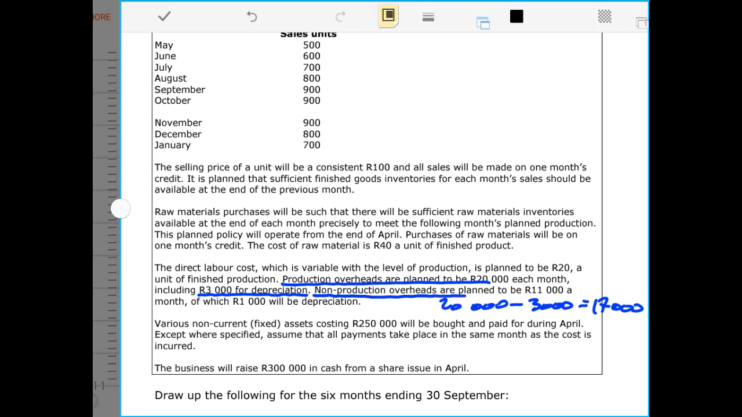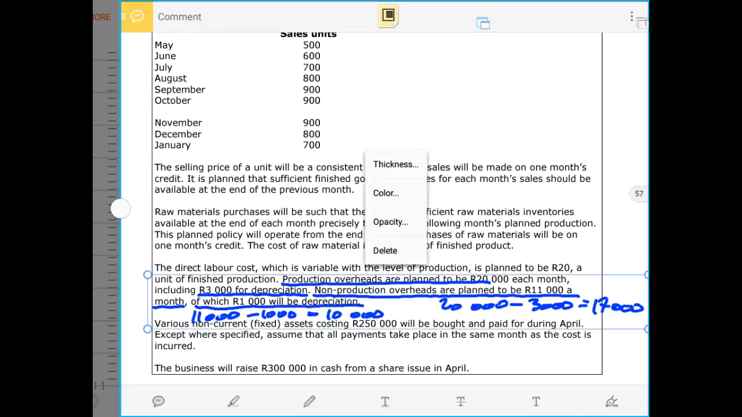Non-production overheads are planned to be 11,000 a month, of which 1,000 will be depreciation. Once again, we have to do the same thing here, where we say 11,000 rands, we subtract depreciation of 1,000, because depreciation is a non-cash item. Then we record our non-production overheads as 10,000 for each month of the budget period.